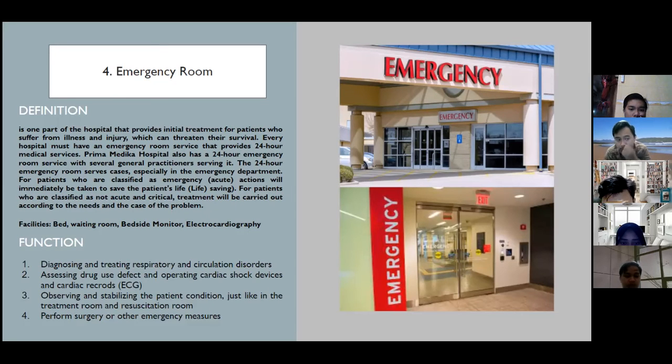The functions in the emergency room: one, diagnosing and treating respiratory and circulatory disorders. Two, assisting with drugs, defibrillator and operation of the cardiac shock device, and cardiac recording, the ECG. Three, observation and stabilizing the patient's condition, just like in the treatment room and respiratory room. The last, security or other emergency measures.